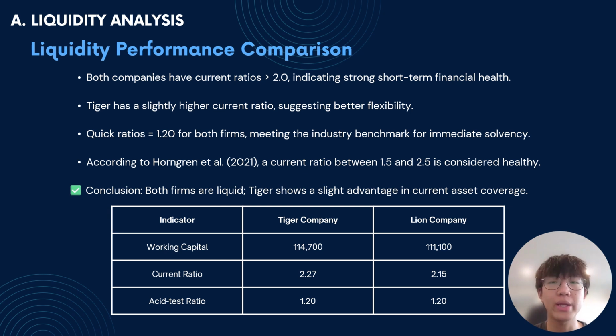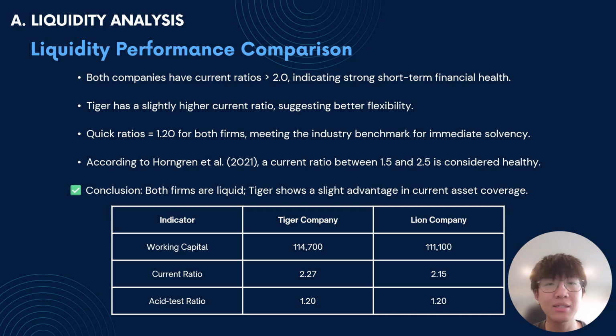When we look at working capital, Tiger again leads slightly, with $114,700 compared to Lion's $111,100. Both values are positive, which means both companies have enough current assets to support their short-term obligations and operating needs. Again, Tiger shows a small edge.